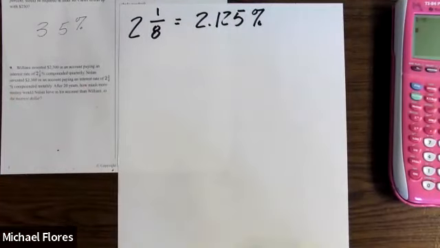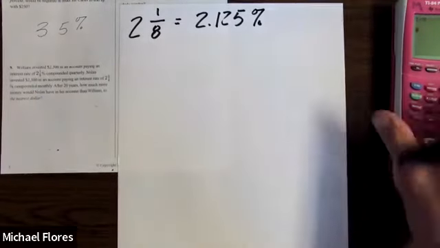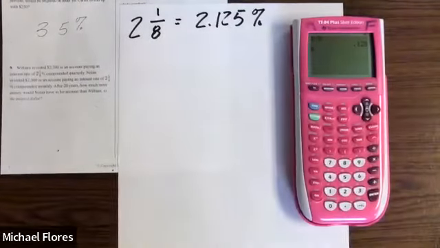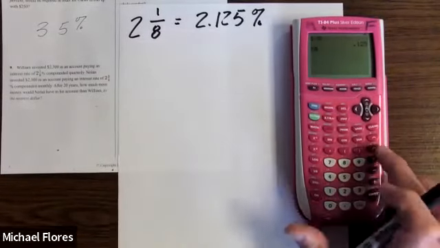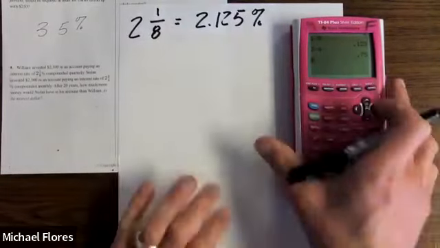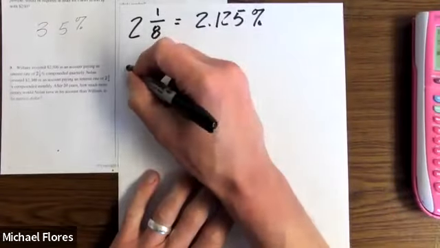Nolan invested $2,300 in an account paying an interest rate of 2 and 3/4% compounded monthly. So same thing there. If you didn't know what 3/4 was as a decimal, you could do 3 divided by 4, which is 0.75.